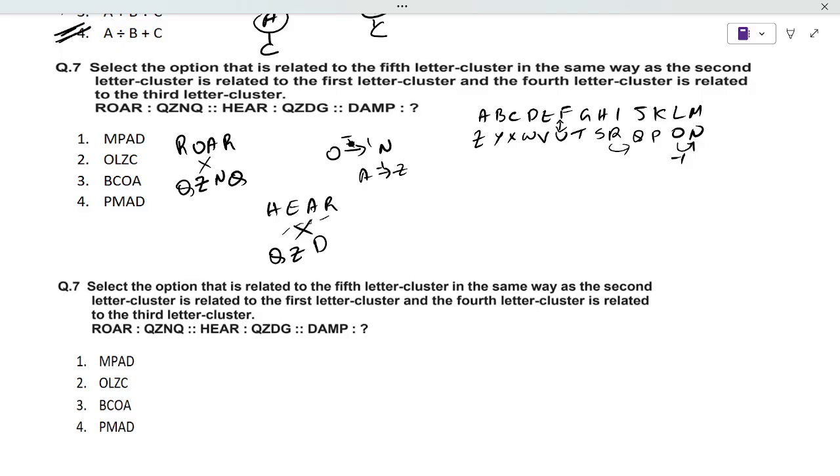This one is here and this one should come here. So H minus 1 will give us G. Yes. So D, A, M, B. D is C here. B minus 1 will give us A. So starting with Q. Do we have it? No. Alright.